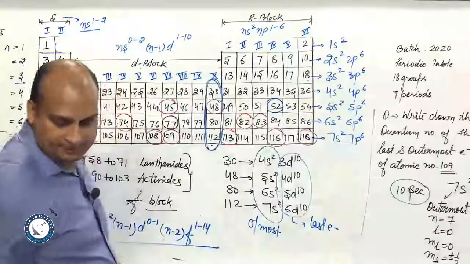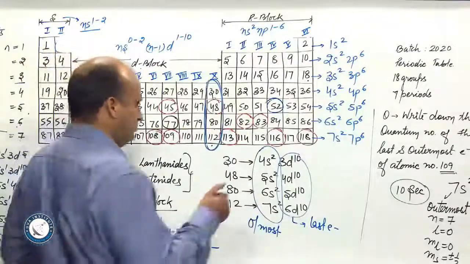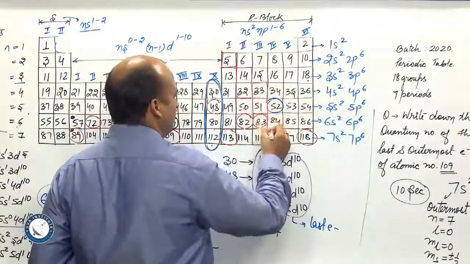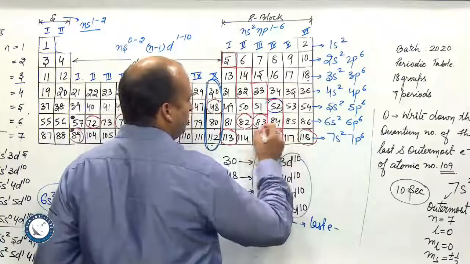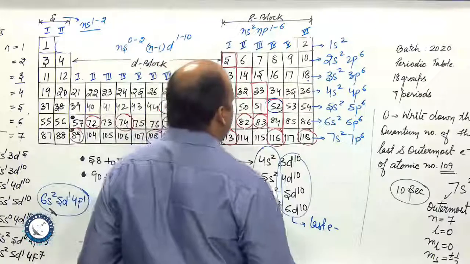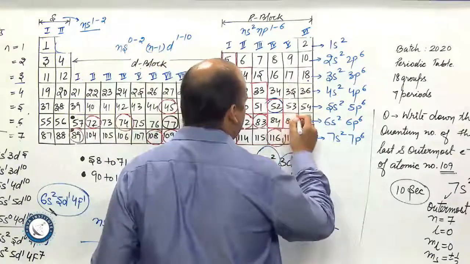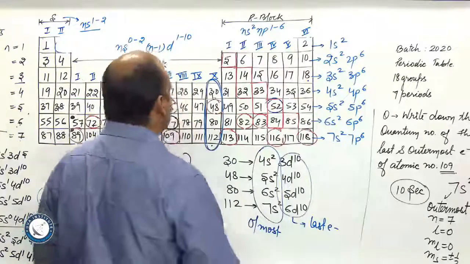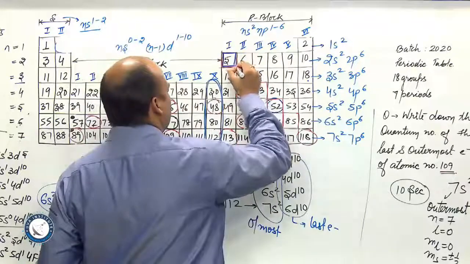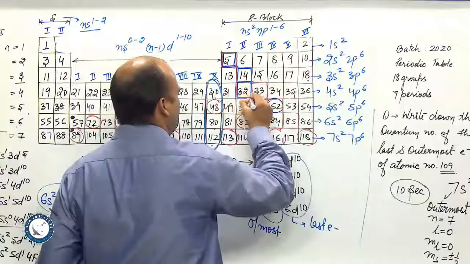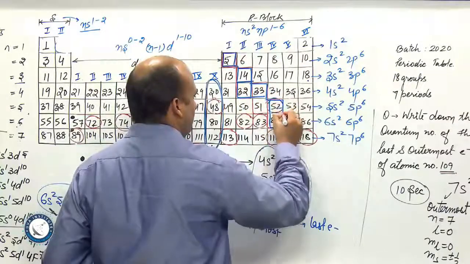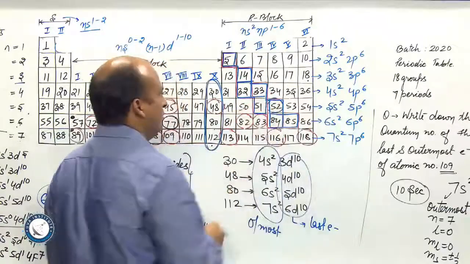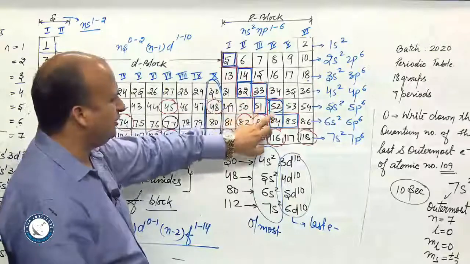Next thing. One, two, three, four. 5, 14, 32, 33, 51, 52, 84, 85.